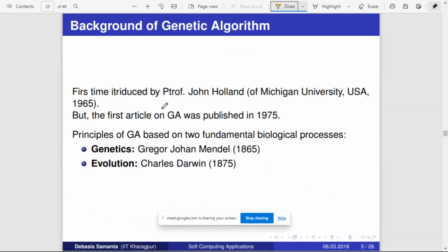The concept of genetic algorithm was introduced by Professor John Holland of Michigan University in 1965, and the first article he wrote on genetic algorithm was published in 1975. The basic principles of genetic algorithm are based on biological processes, genetics and evolution. Genetics was initially introduced by Gregor Mendel in 1865, and the evolution theory was given by Charles Darwin in 1875.